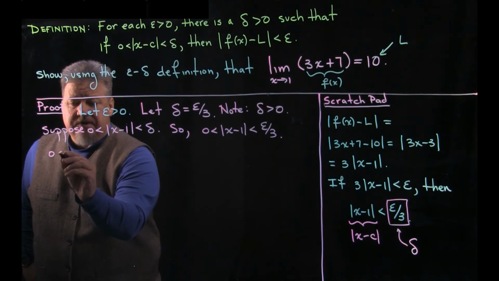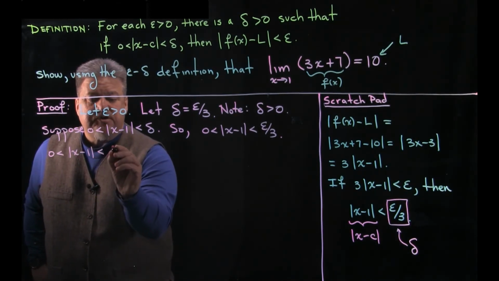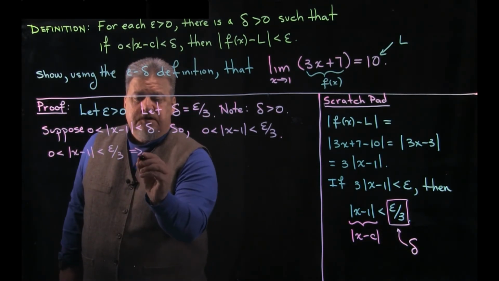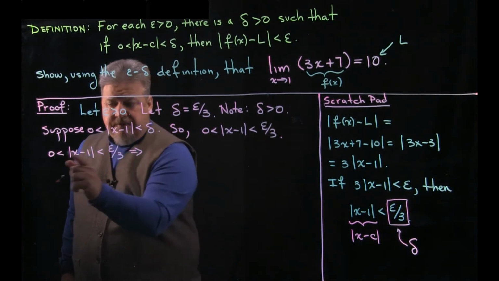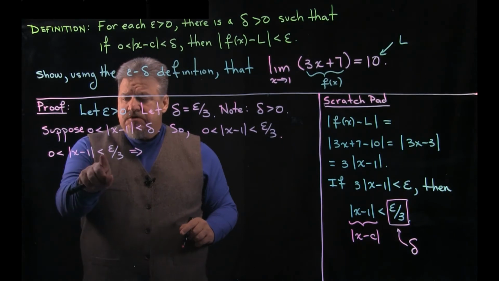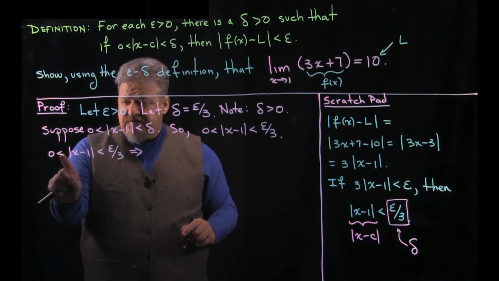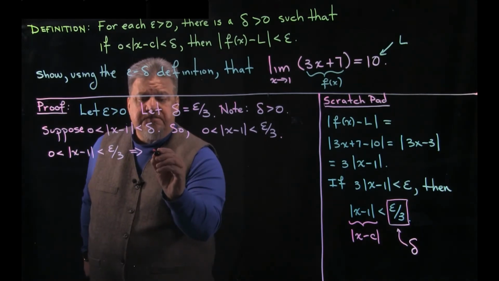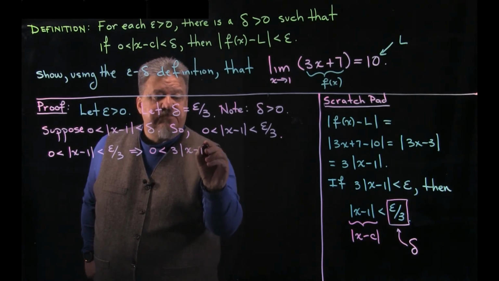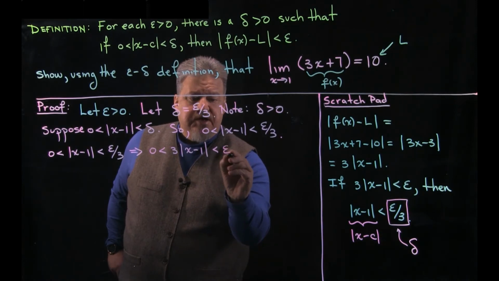Let's look at some algebra. Again, it's roughly going to be the same algebra that we had in our scratch pad, but in reverse, so to speak. So let's multiply all sides of the inequality by 3. Now remember, 3 is positive, so when you multiply both sides of an inequality by 3, you leave the inequalities alone. So 3 times 0 is 0. 3 times the absolute value of x - 1 is just precisely that. And 3 times epsilon over 3 is, of course, epsilon.